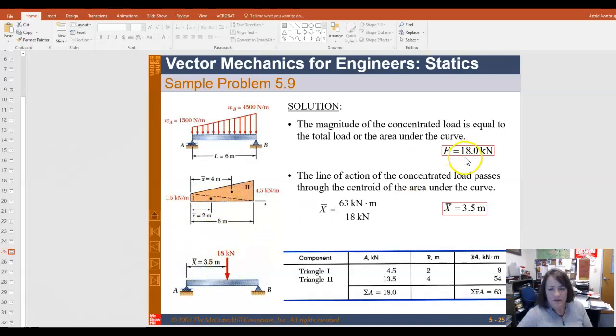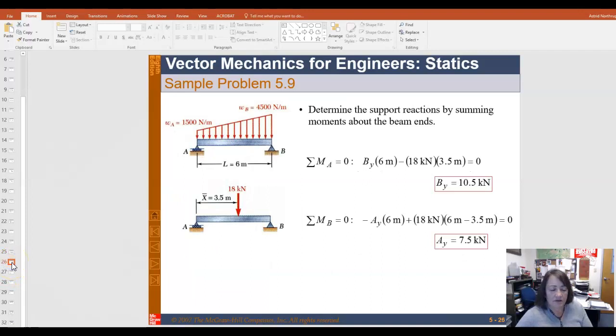Now we can also find the area of the load curve, which is the total magnitude of the concentrated load. So we take 1500 newtons per meter times 6 meters plus 1/2 times 3000 newtons per meter times 6 meters. Add those two numbers together and we get the force. So then we know the total force acting on the bridge, and the point at which the concentrated load can be applied, which is the centroid of the load curve.